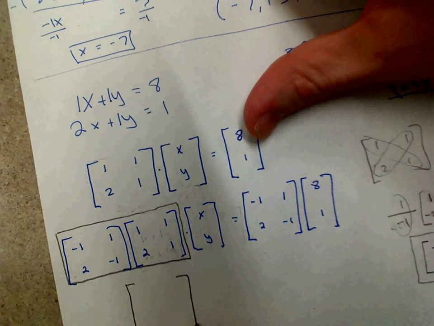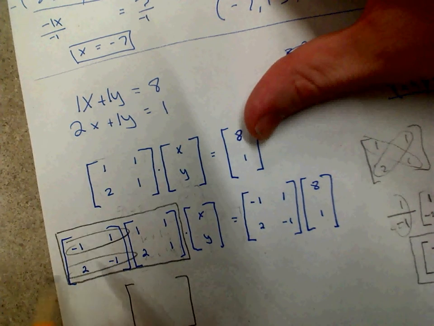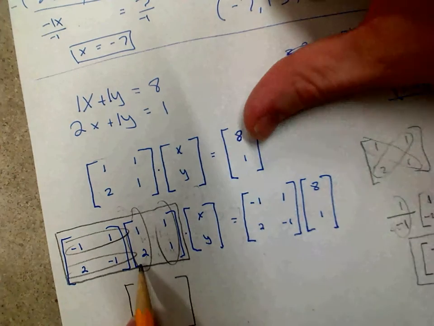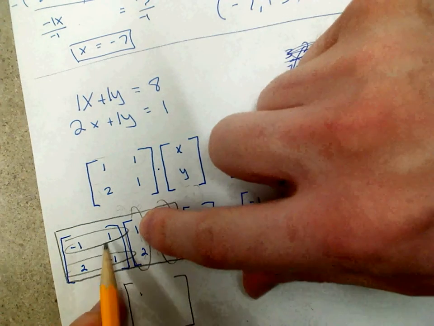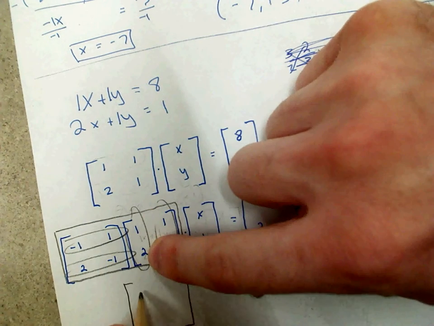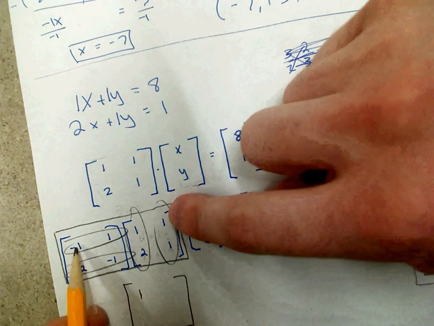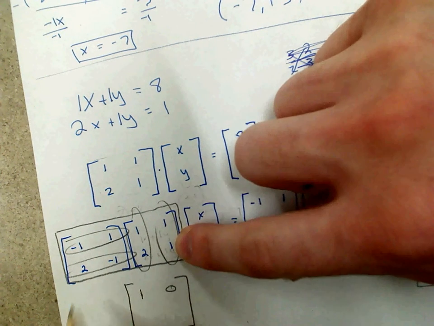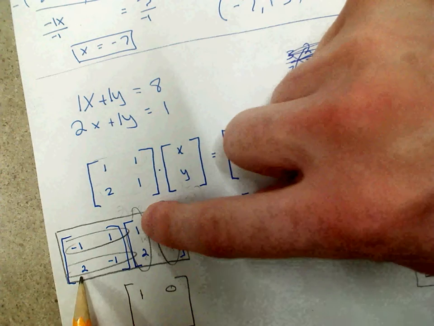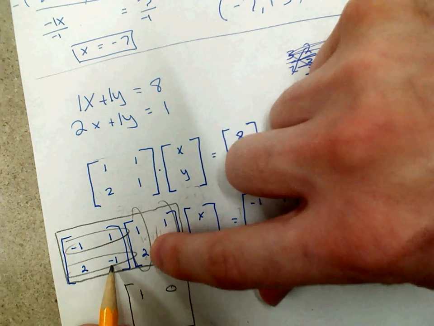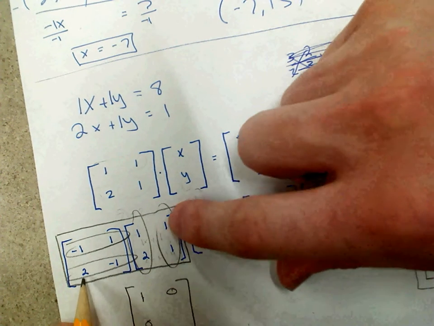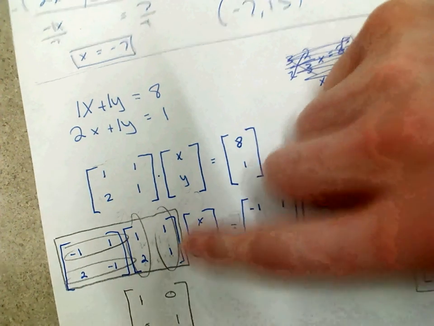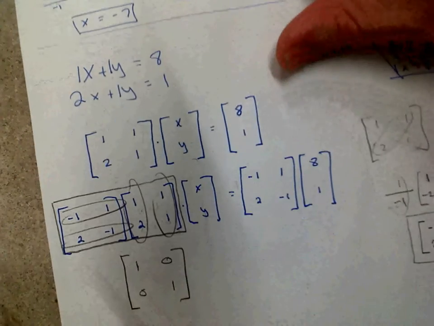I get row 1, row 2, column 1, column 2. So if I'm here, I need row 1 and column 1. So -1 plus 2, -1 plus 2 is 1. Row 1, column 2. -1 plus 1 is 0. Row 2, column 1. 2 minus 2 is 0. And then the last one is 2 minus 1 is 1. So multiplying these rows and columns together, I get this matrix of 1, 0, 0, 1.